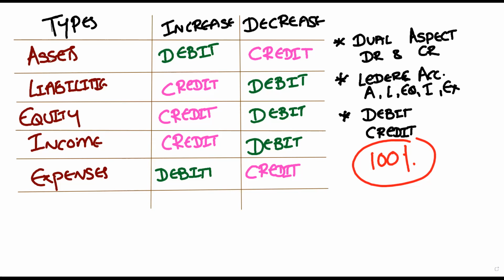Out of the 5 types, office equipment belongs to what? Recognize it first. Then decide why it is debited. Office equipment, what is the category? It is an asset. No, Sanuka, it is not a liability.